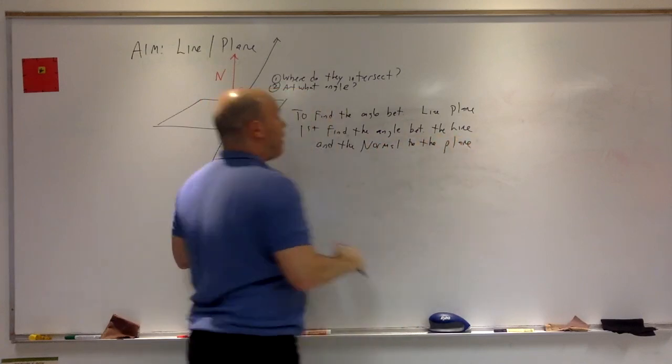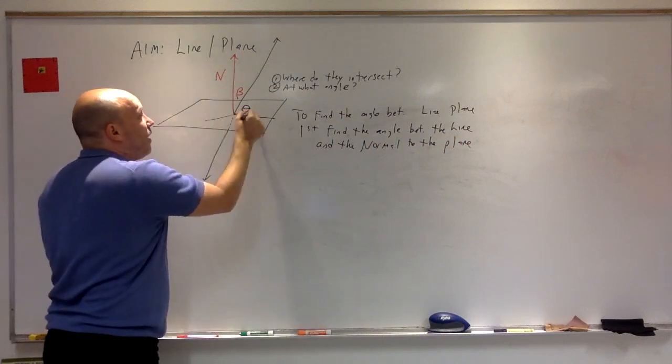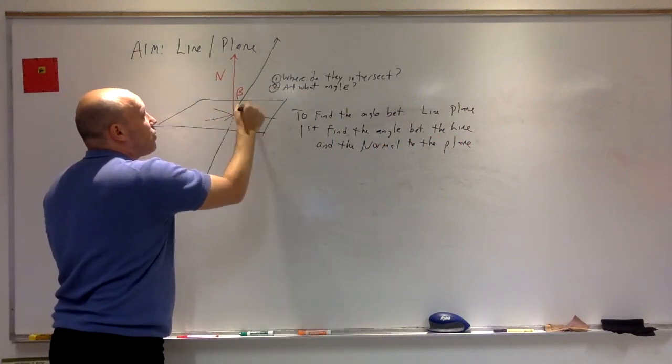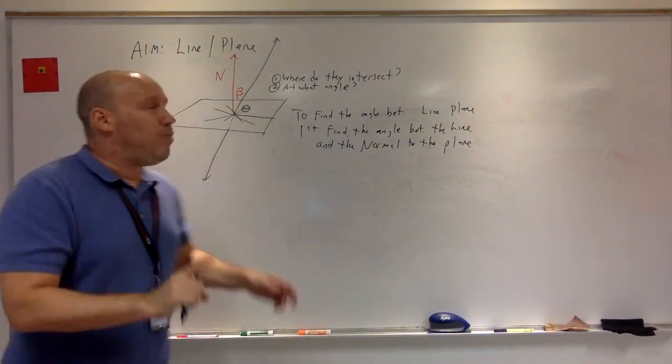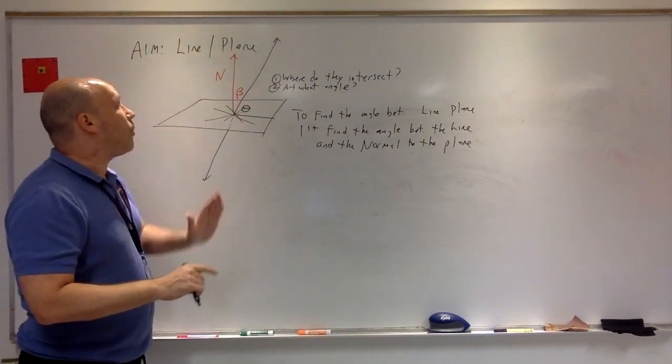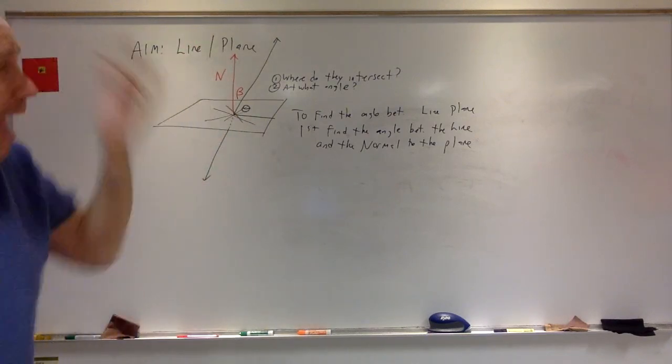Okay? Because that is consistent. Once again, there's an infinite number of lines through this plane. I don't have to find it, but what's unique is that this normal is unique. So the question is, how are we going to find the angle?